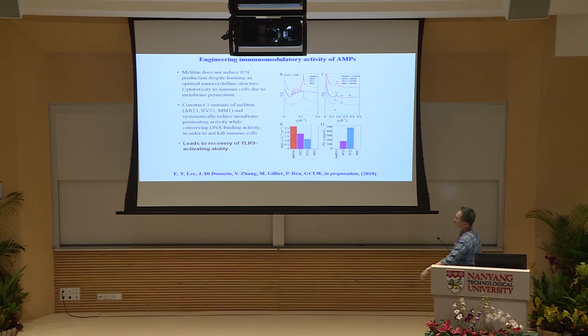We've actually pursued a machine learning algorithm that allowed us to assay the degree of membrane activity, and we can also construct these mutants based on what the literature has indicated. And we can make mutants of melatonin that don't permeate the membrane quite as well, and we actually can recover the high levels of TLR9 activity even for melatonin.